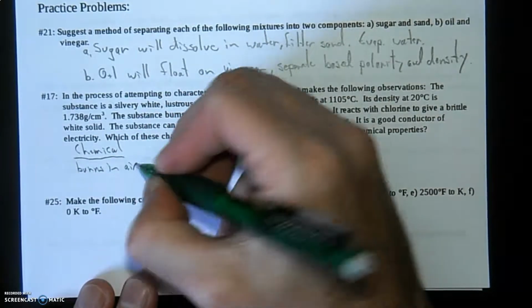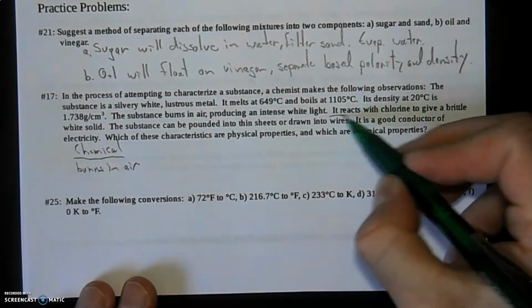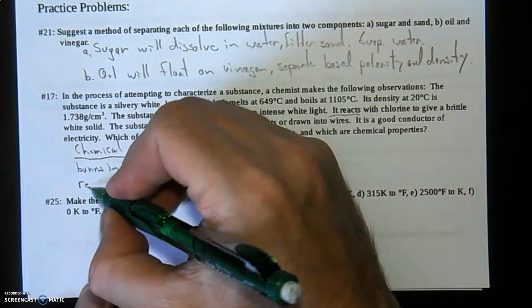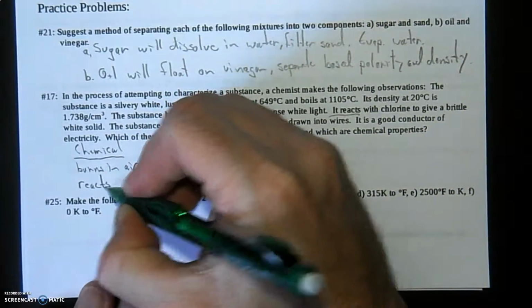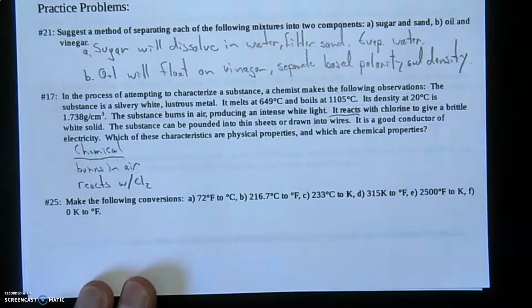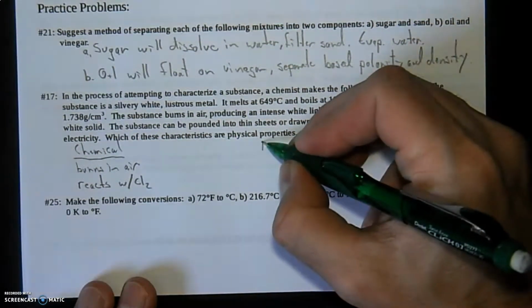And after I observe that burning in air, it is something different. It's no longer this metal. Okay, so I got that one. I look for something else that looks like a chemical reaction. And I see that right in there. It reacts. So that's another one. Reacts with chlorine. Okay? And that's actually the end of the list. That's the only ones we have. Everything else on this list is considered physical.